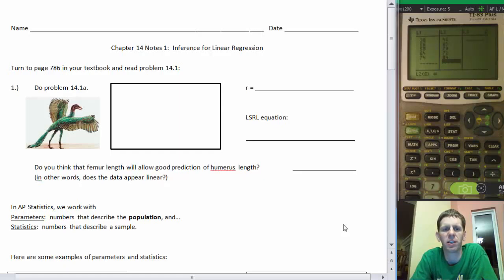These are Chapter 14, Notes 1, and we're covering inference for linear regression today. First thing we're going to have you do is go to page 786 in your textbook, and read problem 14.1.